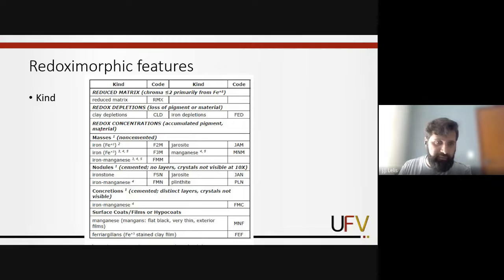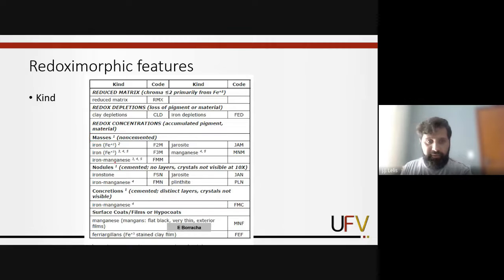So the masses are non-cemented redoximorphic features. So I can identify some materials that are very loose, it's very easy to press this material because they are not cemented, okay?